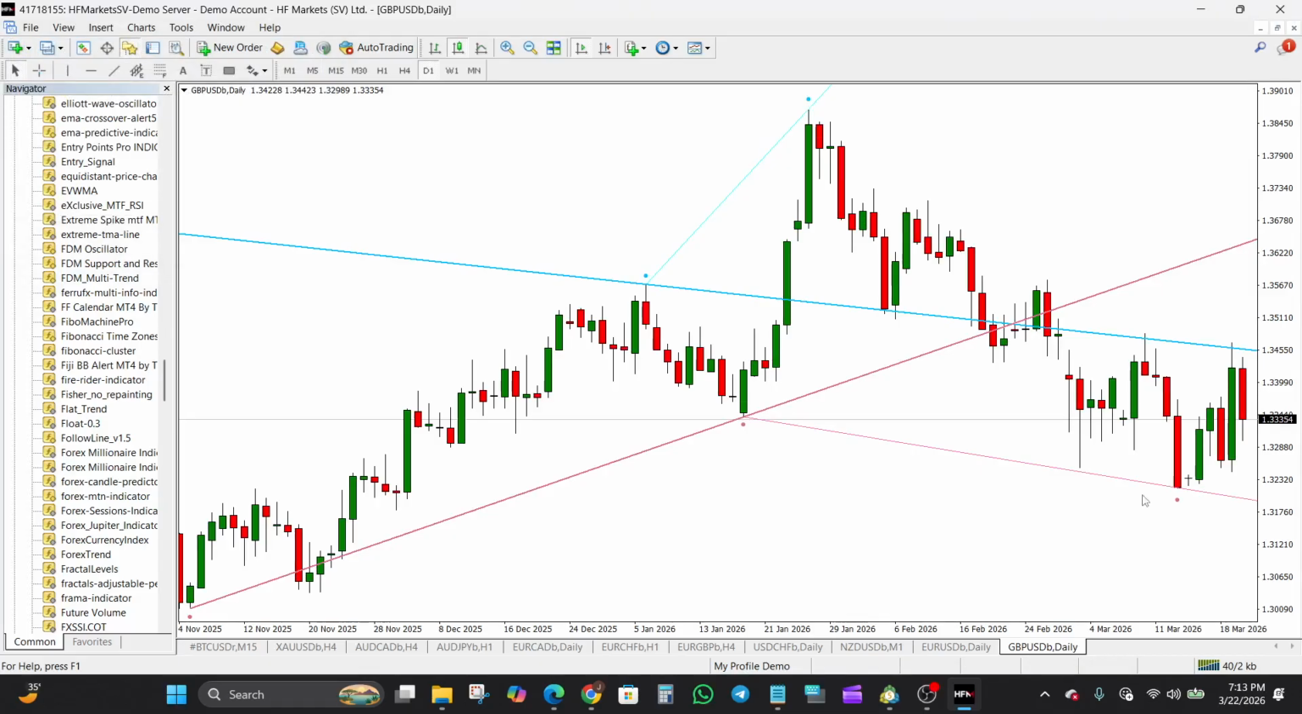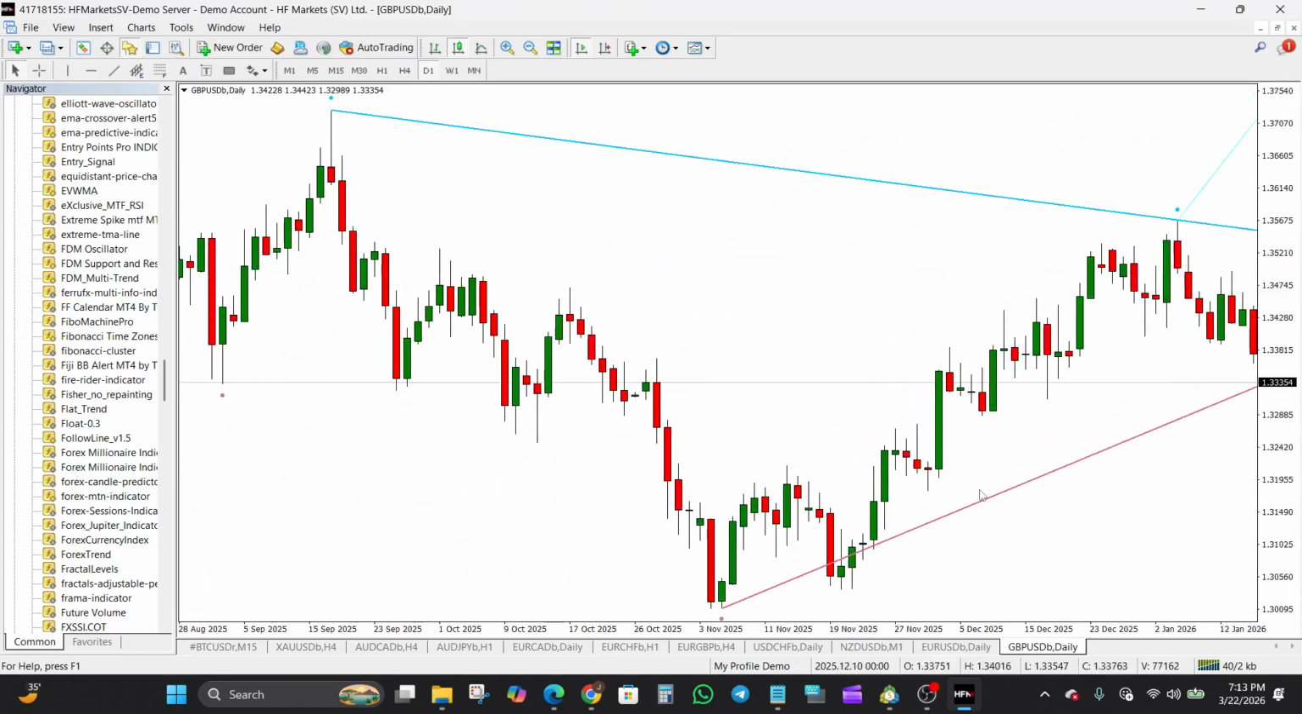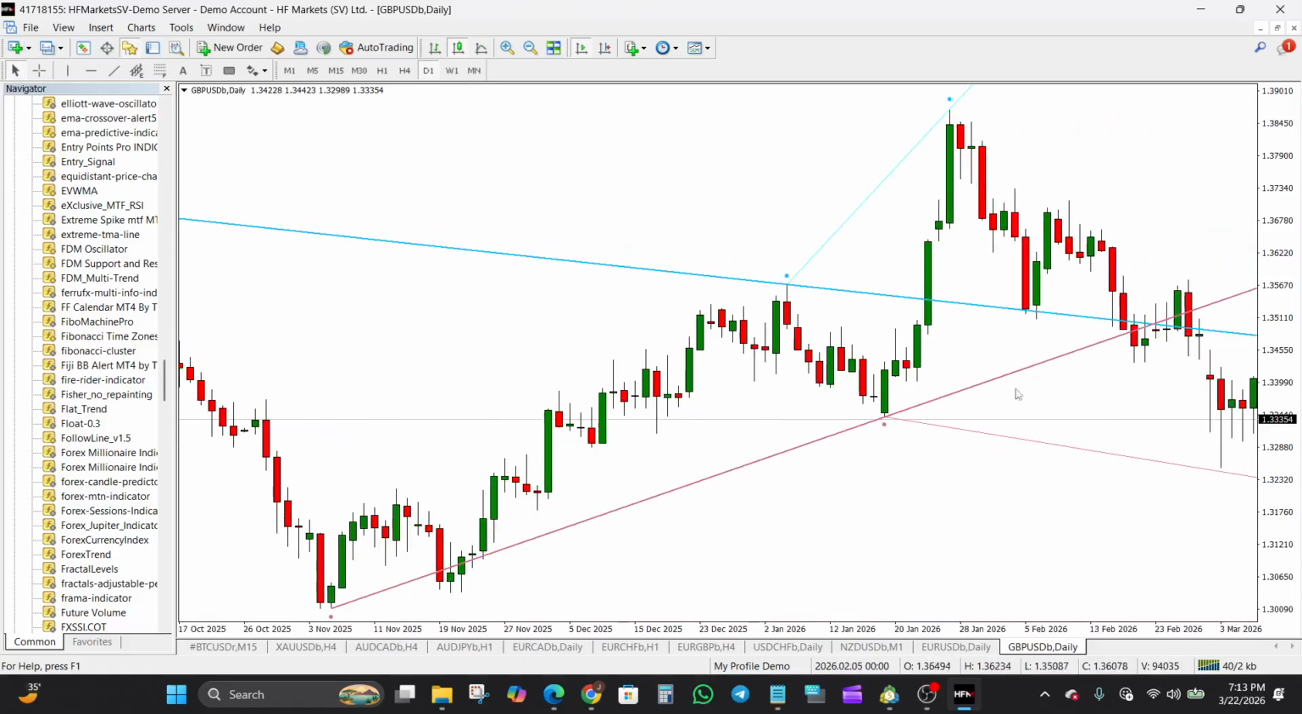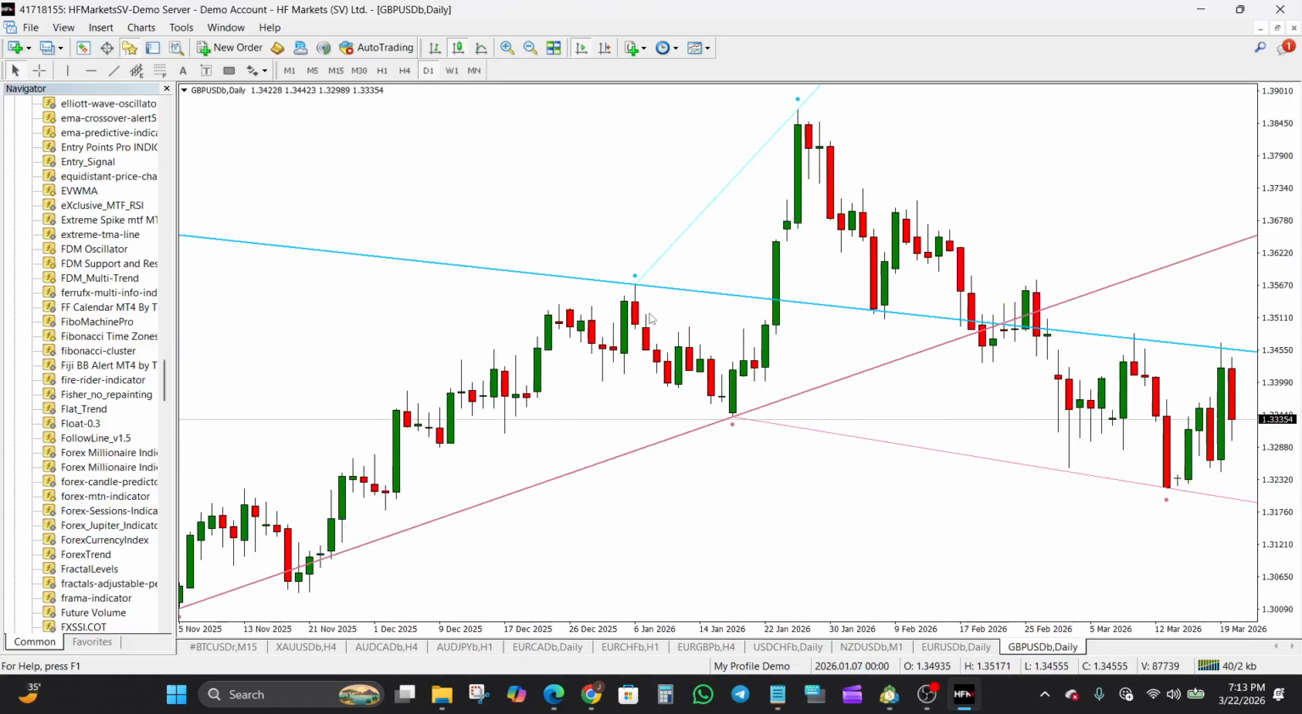Now, as you can see, the trend lines act as dynamic support and resistance levels. You can see here dynamic support, here dynamic resistance. When price approaches a bullish trend line, traders look for potential buying opportunities. When price approaches a bearish trend line, traders, of course, look for selling opportunities.